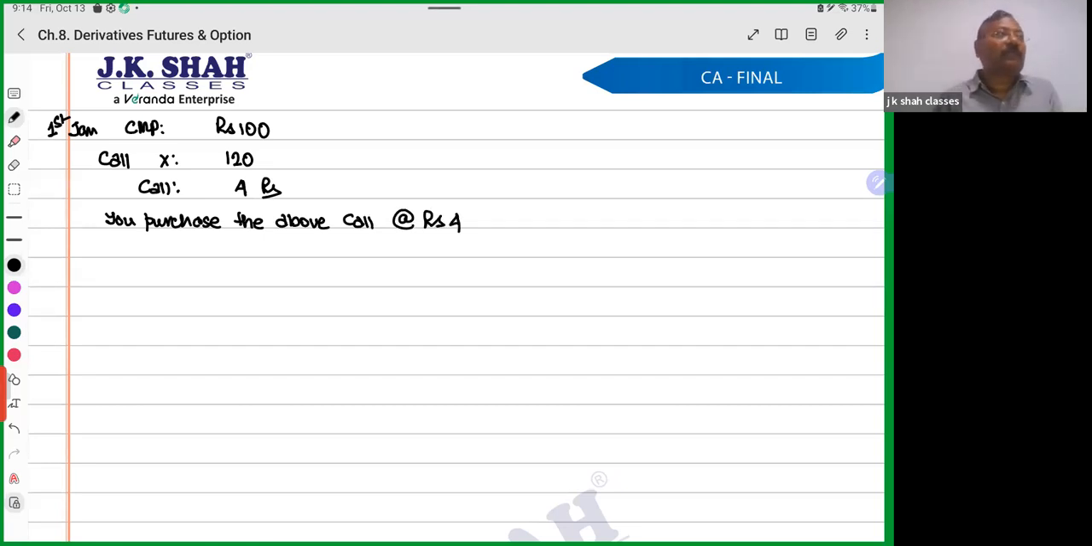At rupees 4. Okay. Now let's move to the expiry date, 31st March. Let's say it was a 3-month option. Now on 31st March, what if the stock price is 40? What will be the value of this call on the last date, on the expiry?